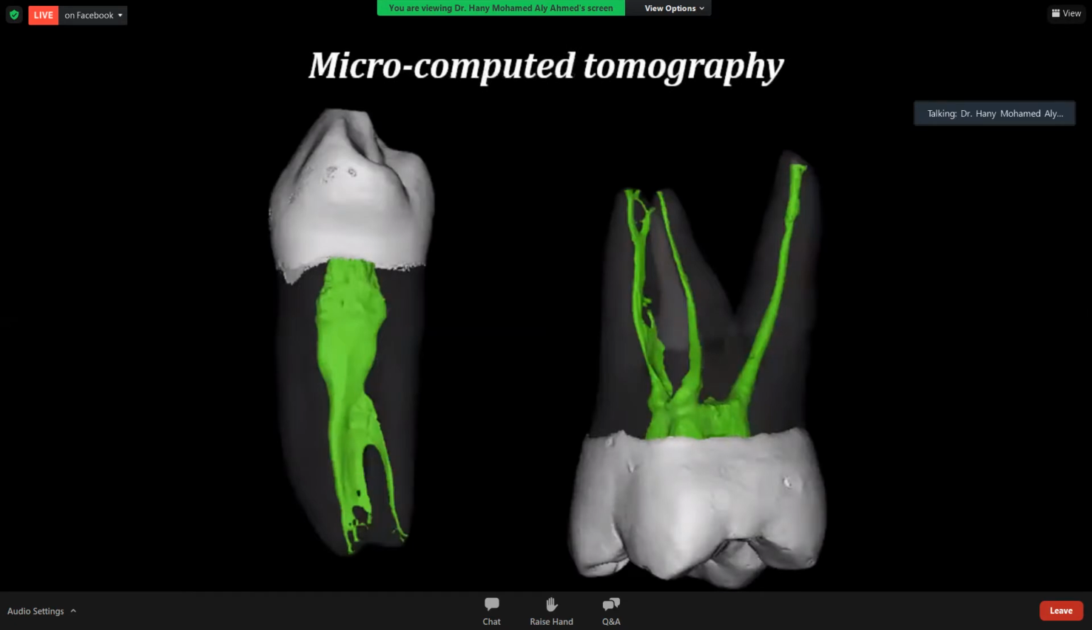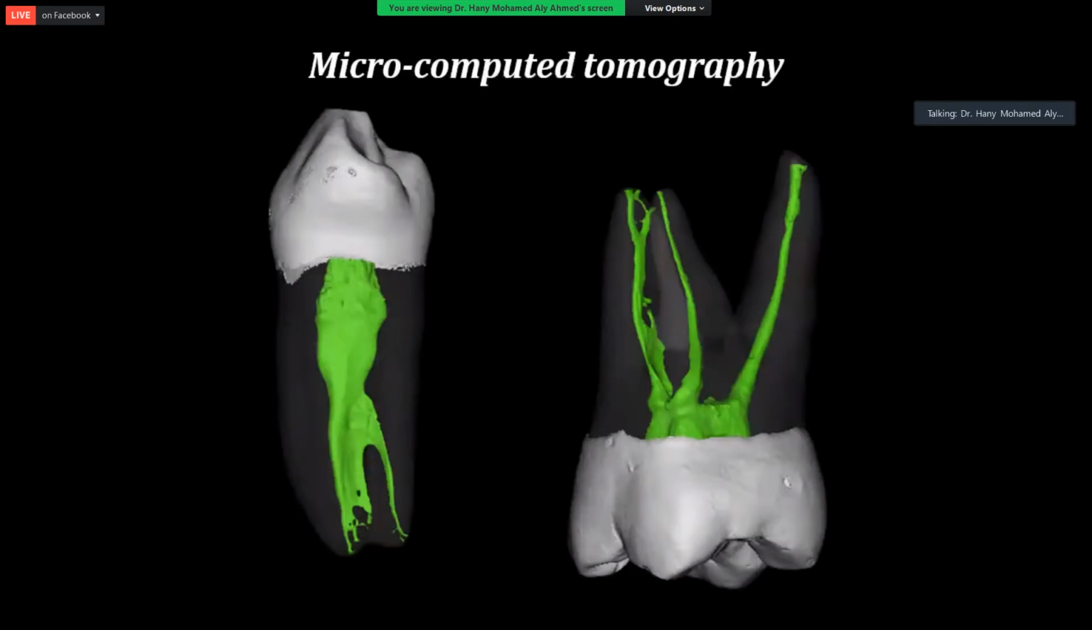This is in addition also to the recent microcomputed tomography, which provides very detailed anatomical features in every tooth type, together with quantitative and qualitative analysis of the anatomy.